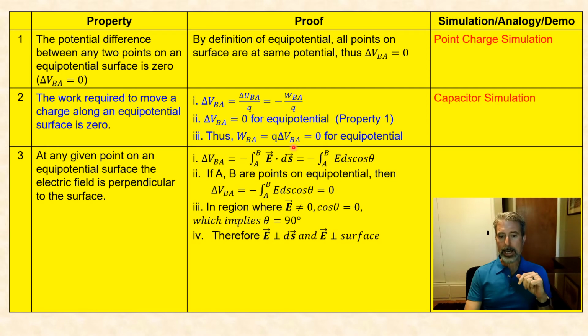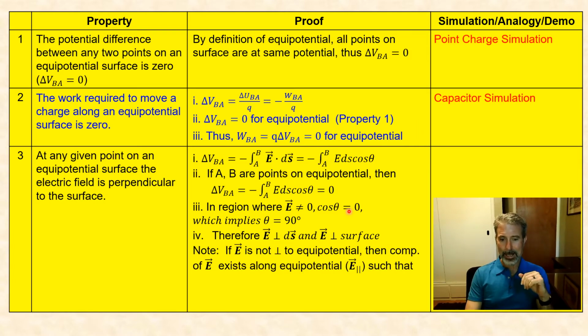Well, what is theta? Theta is really the angle between the electric field and that vector ds. That vector ds, that infinitesimal displacement vector, in going between 2 points on the surface, has to be parallel to the surface of the equipotential, which then implies that the electric field must be perpendicular to the surface.